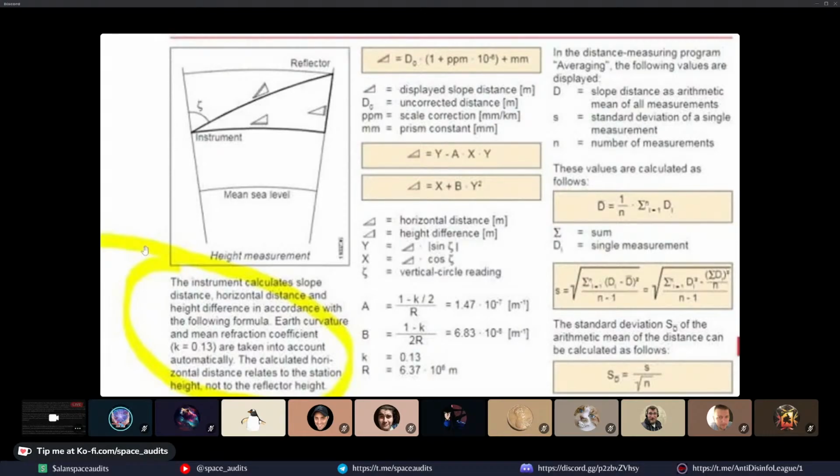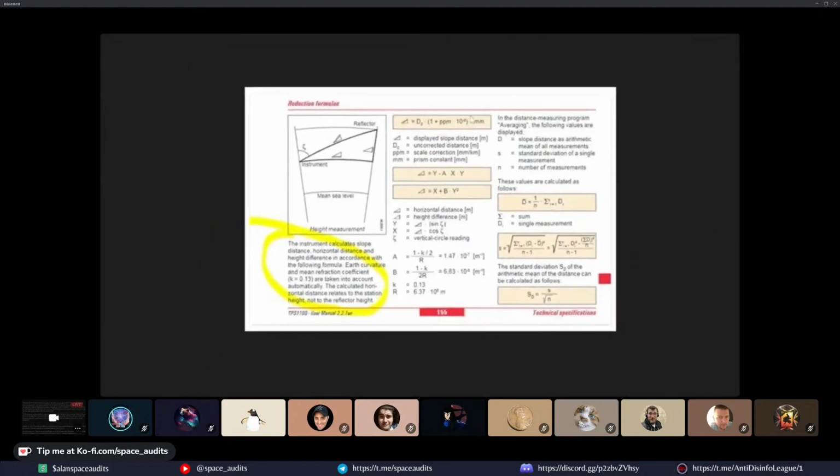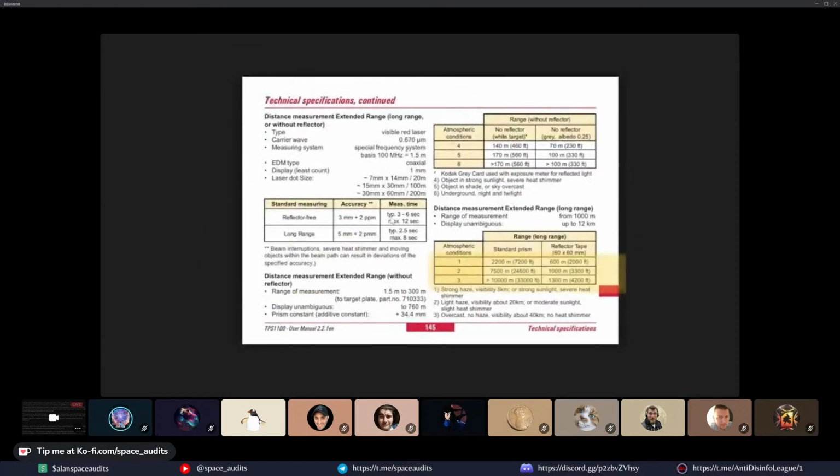So again, let's do this. I'm going to read it one more time. This instrument calculates slope distance, horizontal distance, and height distance in accordance with the following formula. Earth curvature and mean refraction coefficient K equals 0.13 are taken into account automatically. The calculated horizontal distance relates to the station height, not to the reflector height. Interesting. I mean, really interesting.